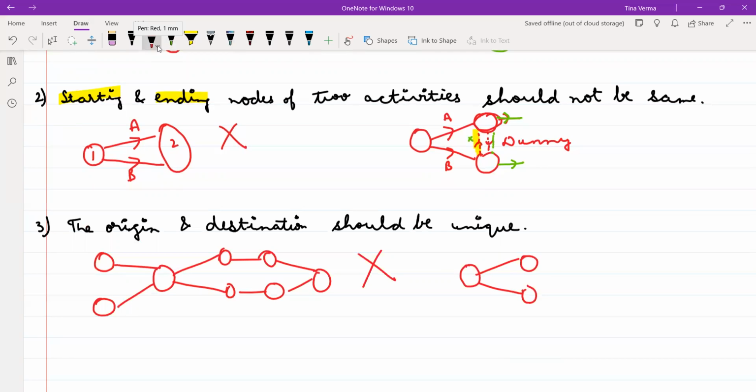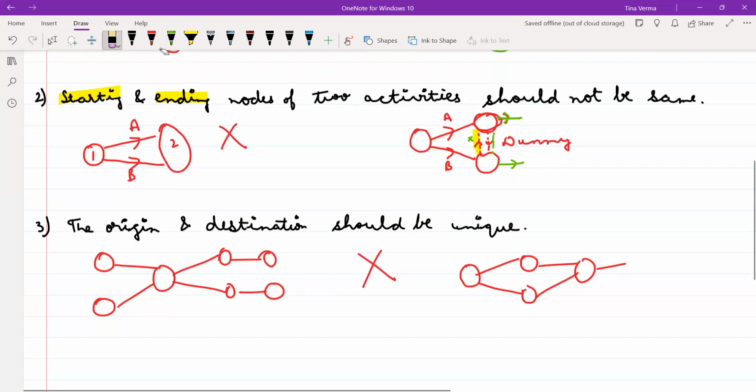And the further network you can correspond, right? Even in this case, if it is starting from here, from the first node, and it is ending at two distinct nodes, it is also not allowed, right? So it should end at a single node, and it should start from a single node. Is it clear? Yes or no?